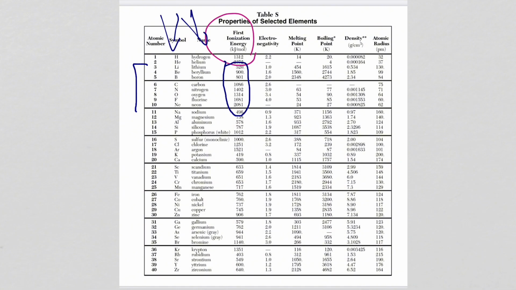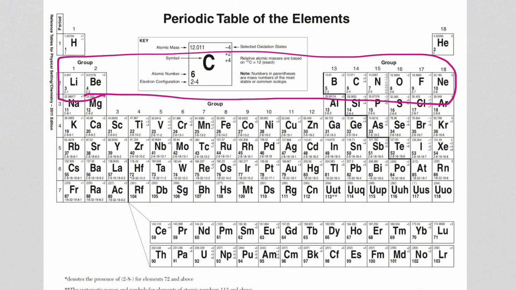And sure enough, lithium is the lowest value. Remember, your metals are your givers. Your nonmetals are your takers. So as I go across the table, typically we're going from low ionization energies to higher ionization energies. That's the trend. But to make absolutely sure that you have the right answer, you can look up the numbers.